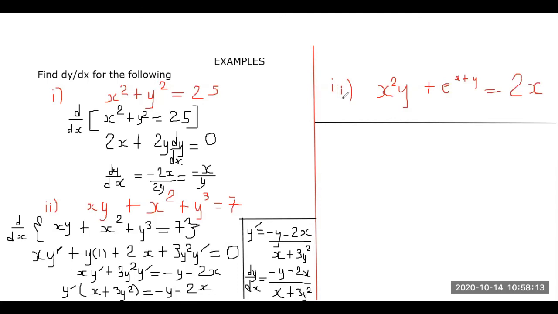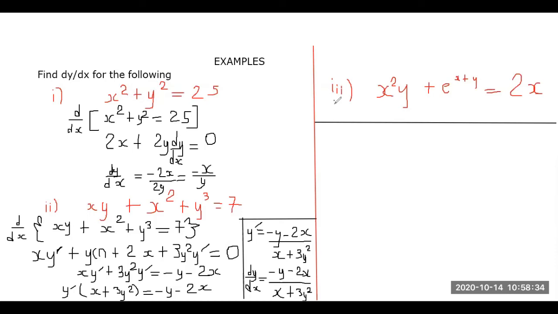Now this example right here seems a little more complicated, right? It looks a lot more complicated. So let's debunk this question. Let's get rid of it. So we need to find dy by dx for this third one. So to find dy by dx, again, we have to use product rule.